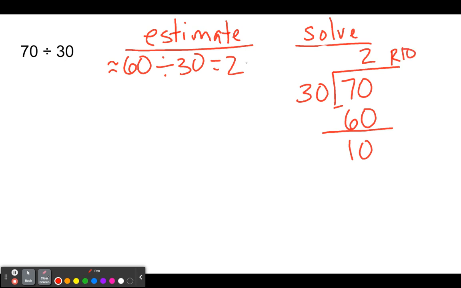And then if we look at our estimate, it was 2. Our answer is 2 with a remainder. So it's a reasonable answer. We estimated pretty close, right? Our estimation is pretty close to our actual quotient.